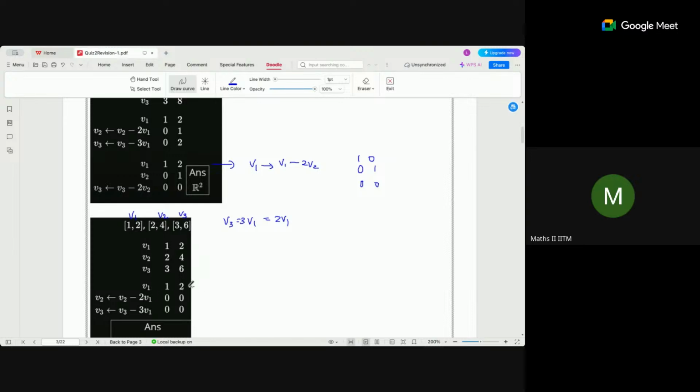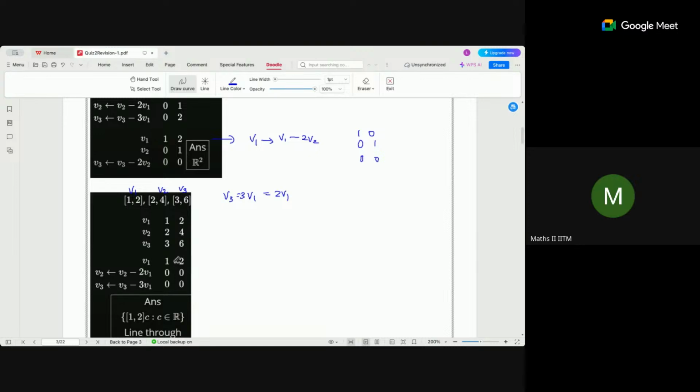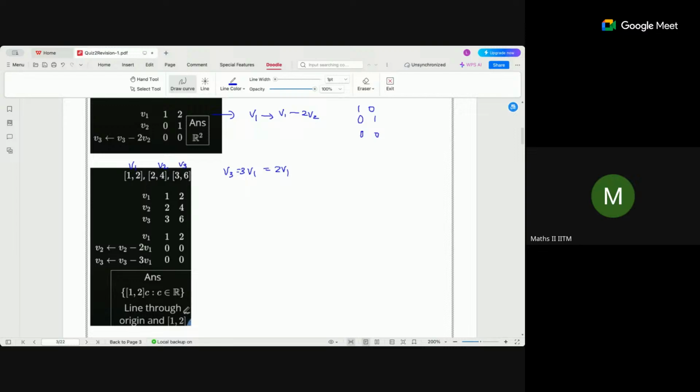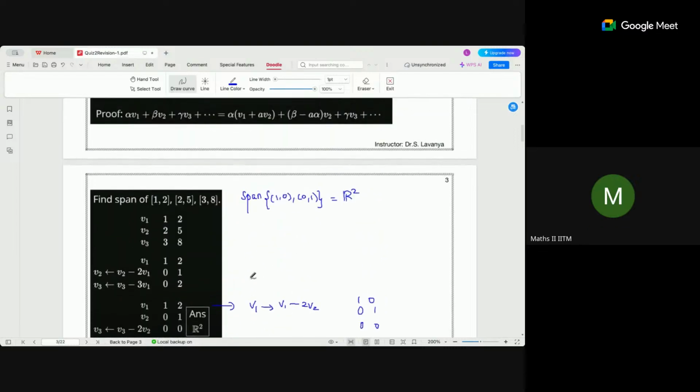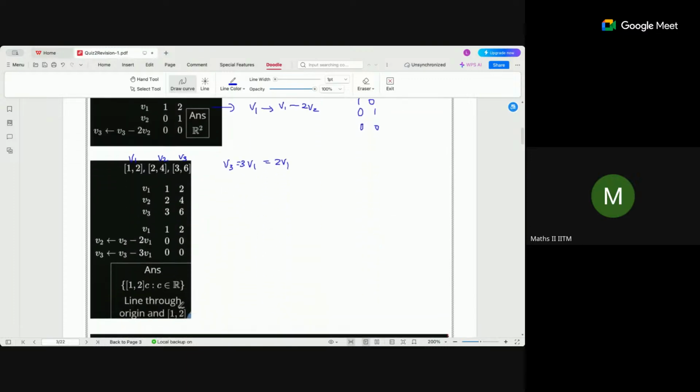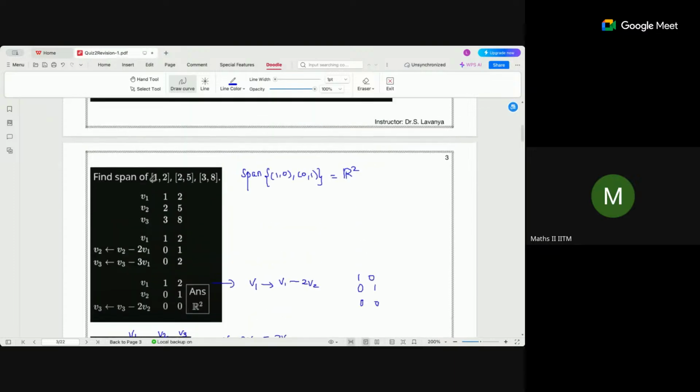So if there is only one row, I already told you the span of one non-zero vector is a line through the origin and that point. So the span of the zero vector is just the zero vector, and the span of one non-zero vector is a line through the origin. And the span of a given set of vectors with at least two linearly independent vectors is R2.